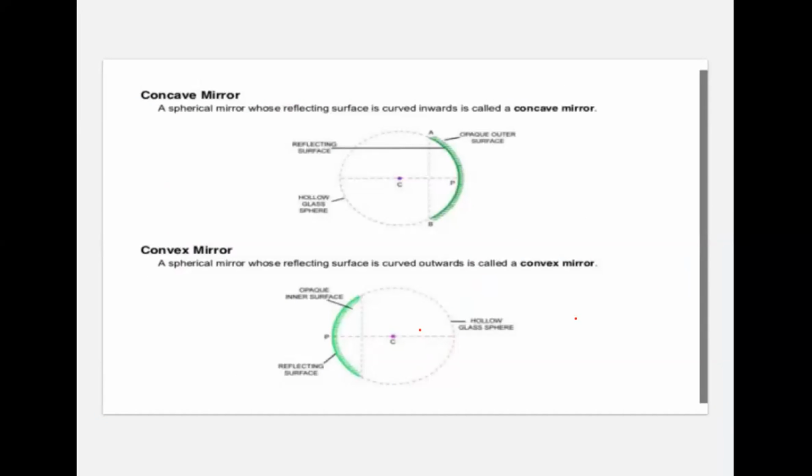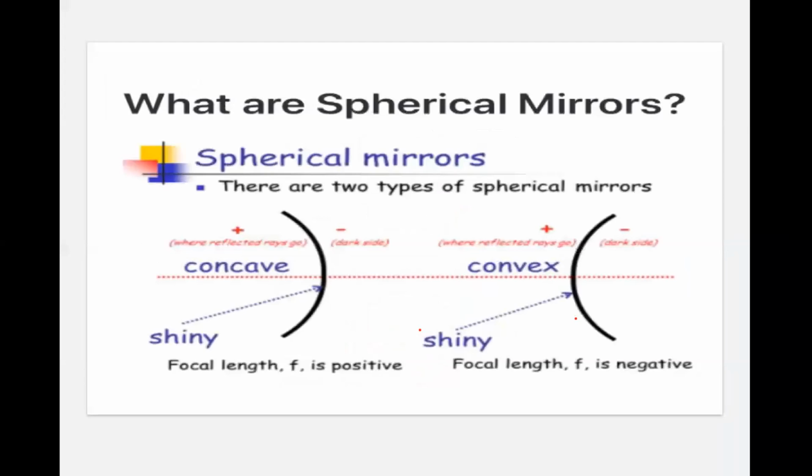In this slide we saw that depending on the coating that is being done, we can make out whether it is concave mirror or convex mirror. If it is bulged out and shiny outside, it is a convex mirror. If it is bulged in or bent in and shiny inside, then it is a concave mirror.